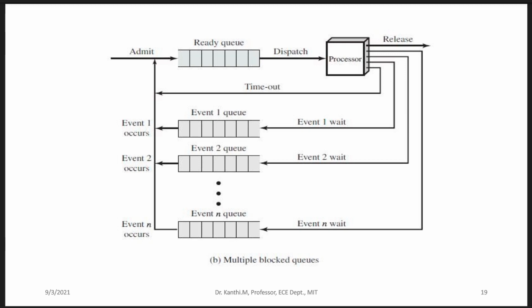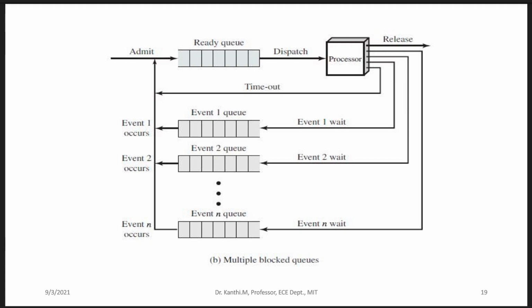Supposing I have a blocked queue for each event. Okay, so event 1, waiting for event 1, event 2, event 3, etc. The process which is released, no issues. The process which has come back after the timeout, it will be put back in the ready queue again. But this is the queuing diagram showing multiple blocked queues.